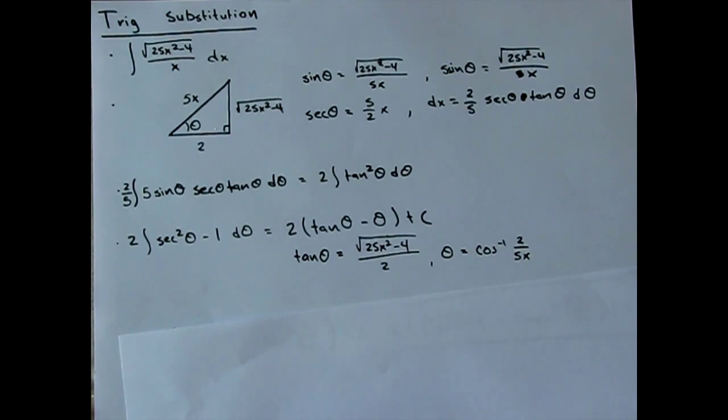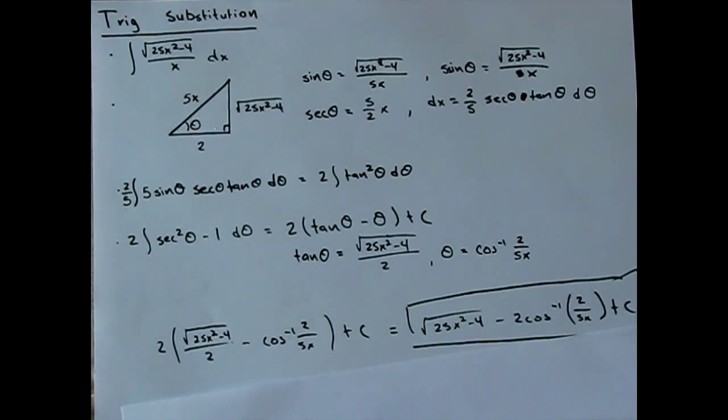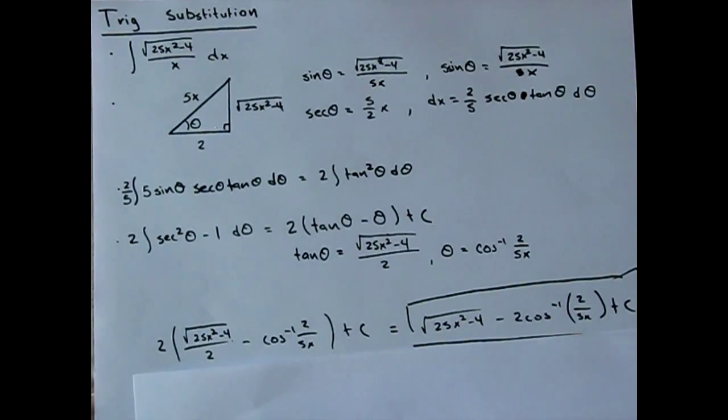We're plugging back in for theta. You get tan theta is equal to the square root of 25x squared minus 4 over 2. And theta is equal to cosine inverse of 2 over 5x, which gives you the square root of 25x squared minus 4 minus 2 cosine inverse the quantity 2 over 5x plus C.